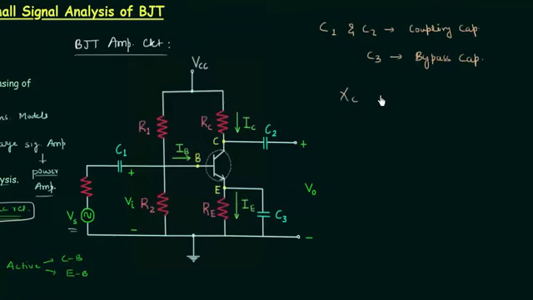And Xc, the reactance of a capacitor, is equal to 1 by 2 pi Fc, where F is the frequency and C is the capacitance. If we consider the DC signal, the frequency is equal to 0, so reactance is equal to 1 by 0, which is equal to infinity. So all three capacitors will act as open circuit, because open circuit has infinite resistance, and this is for DC signal.